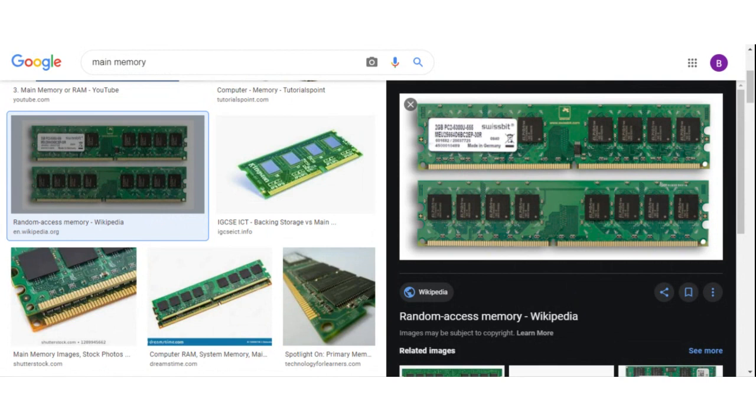Expensive. Correct. We said the static RAM is large in size. What about the dynamic? Small in size. Correct. Then for the static, we said it is costly. What about the dynamic? It is cheaper. Lastly, we said the static is faster. What about the dynamic? It is very slow. Yes, that is correct.